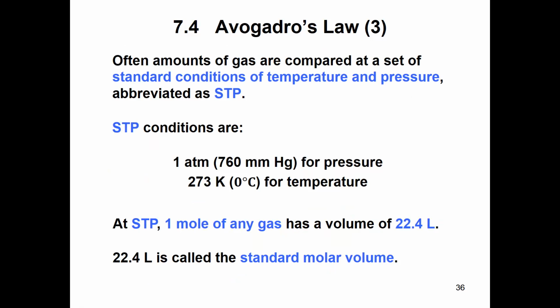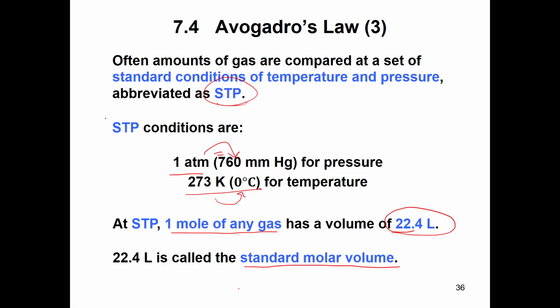And so oftentimes we are going to compare gases at what we call standard temperature and pressure. Standard temperature and pressure is abbreviated as STP. And STP conditions are 1 atmosphere pressure and 273 Kelvin. And remember, 1 atmosphere is the same as 760 millimeters of mercury, and 273 Kelvin is the same as 0 degrees Celsius. So at STP, 1 mole of any gas, this is from Avogadro, has a volume of 22.4 liters. Always. So we call that the standard molar volume.